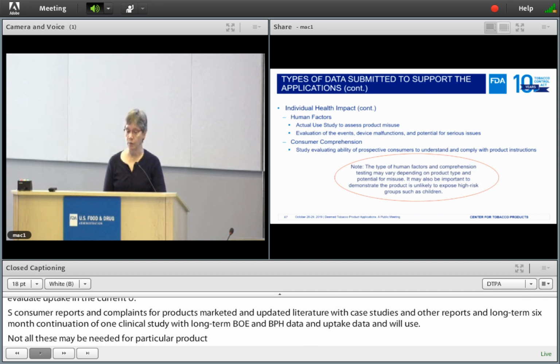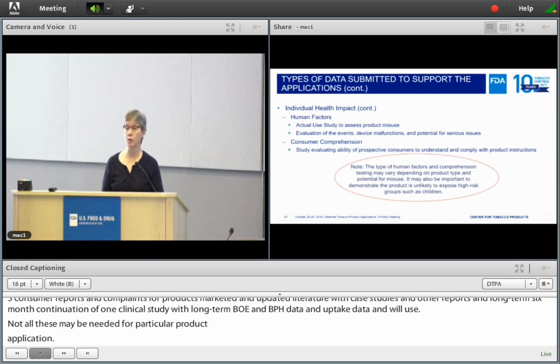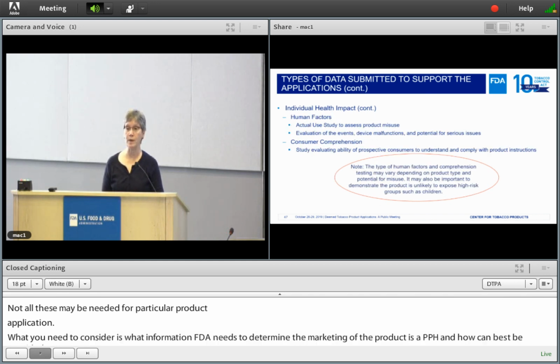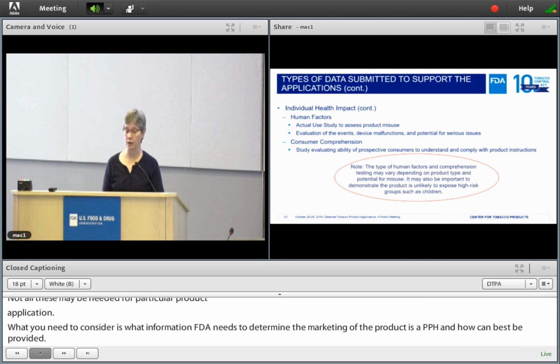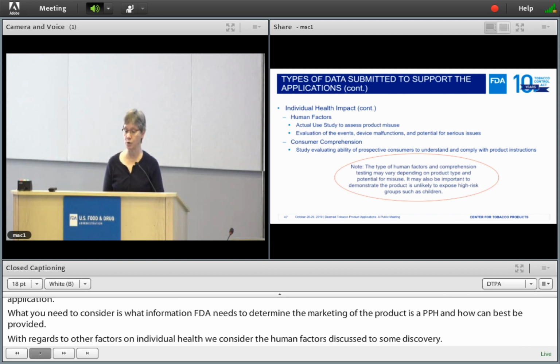With regards to other factors under individual health, we consider the human factors. This was discussed to some degree by Ms. Holmes. This is the way people will actually use the product, an actual use study to assess product misuse, as well as an evaluation of the events, device malfunctions, and other potential for serious issues.